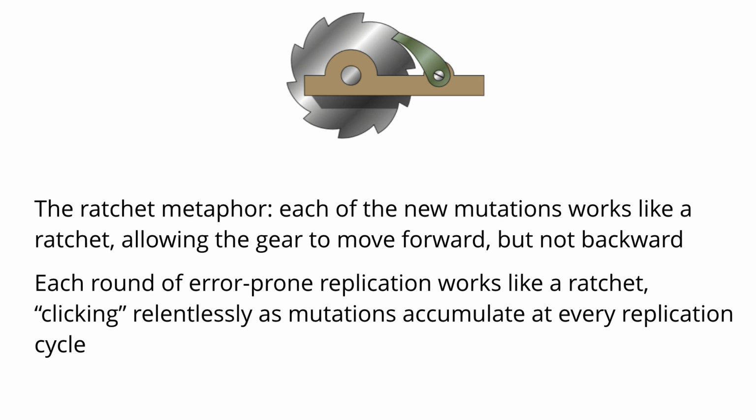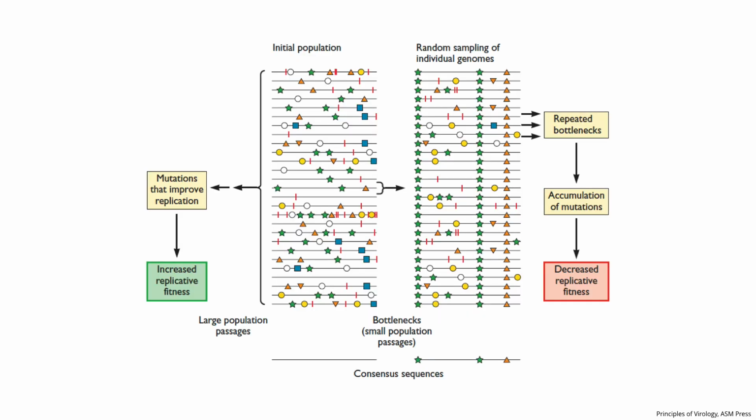So you know, a ratchet is this gear that can move only in one direction because it has a ratchet which engages the teeth of the gear. And that's what's happening here. At each passage, these viruses are accumulating mutations, but you can't remove them from the genome. So the mutations accumulate, but they never go away. And after so many passages, you've accumulated so many mutations that the virus is no longer infectious, clicking relentlessly as mutations accumulate over every cycle. I'm going to explain that to you in a minute in terms of how we can fix it.